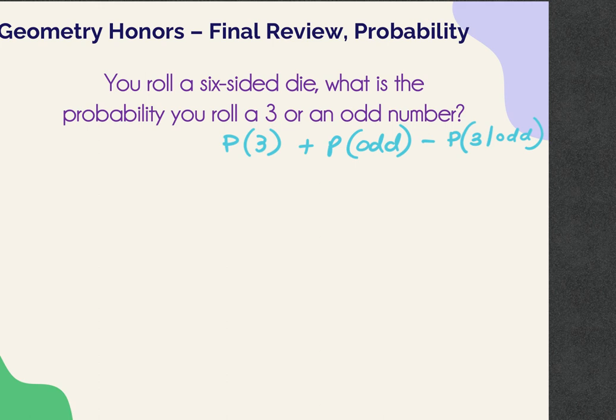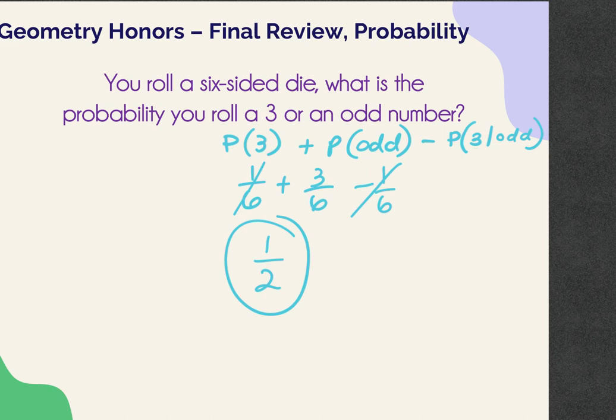So the probability that it's 3 would be 1 out of 6. The probability that it's odd is how many? 3 out of 6, good. And then how many are both 3 and odd? 1 out of 6. So it basically cancels that back out, 3 out of 6 or 1/2. You could also have counted in this case how many were odd, but not 3 or odd, which is still 1, 3, and 5. So you could have done it either way. These are countable, I would say.